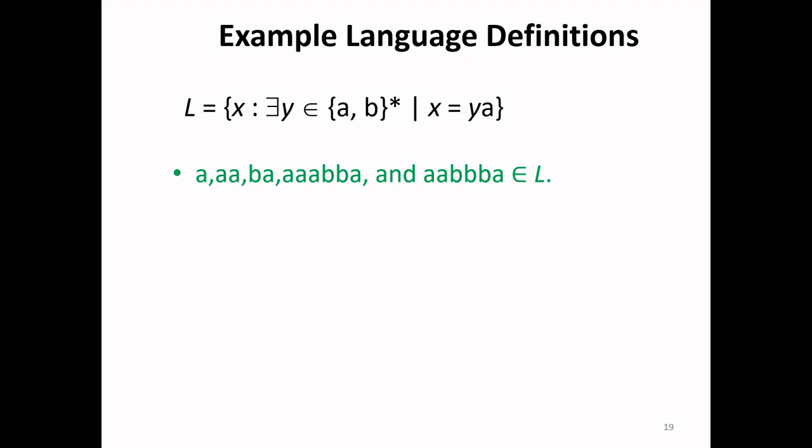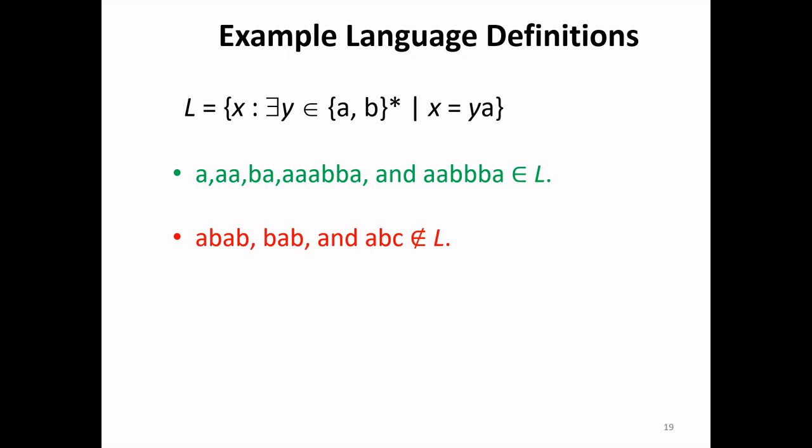Then AAABB is your Y string concatenated with A. So, this is X which belongs to your language L. Similarly, AABBB is your Y concatenated with A. This is your X which belongs to L.